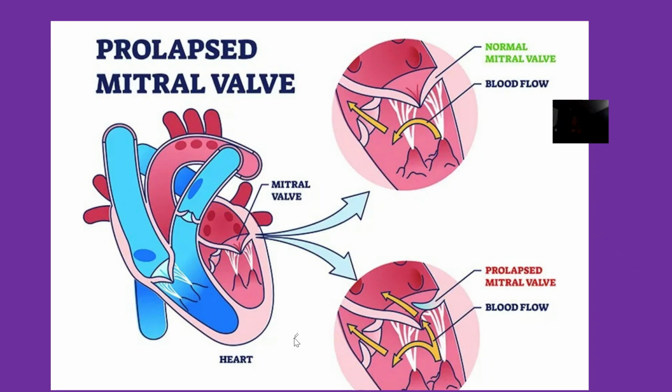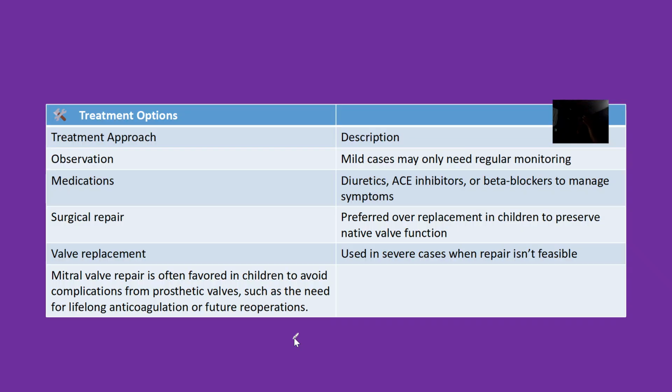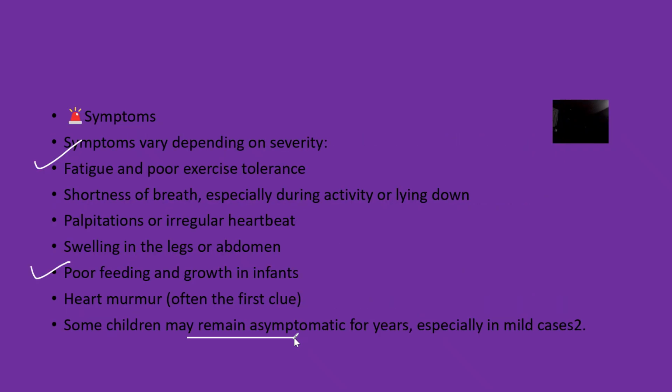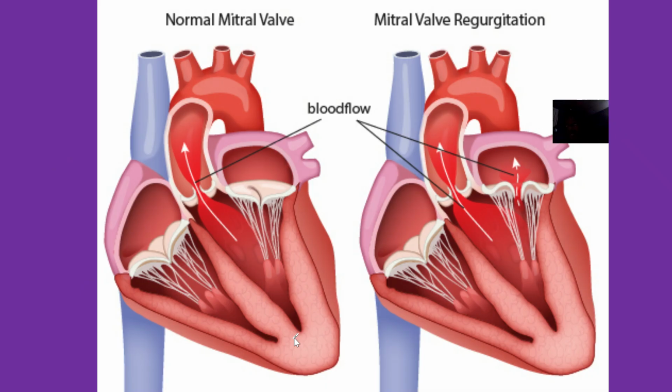Alright, so treatment options. Sometimes if it is mild, you just observe. Then sometimes you give some medications to deal with the heart failure, then surgical repair. Alright, then sometimes if the repair will not help, you totally replace the valve with a man-made valve, which is usually done through surgery too.